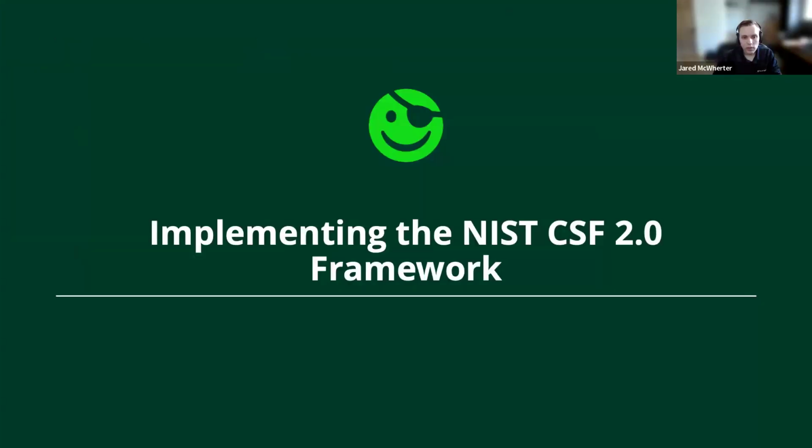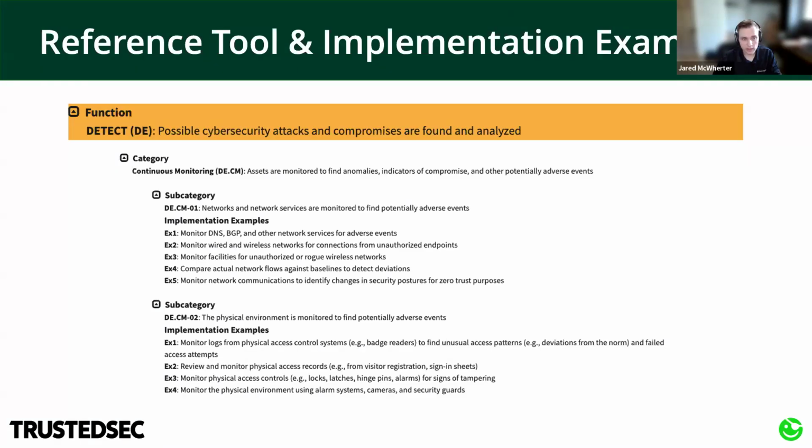All right, so let's talk about actually implementing the NIST CSF 2.0. Now, one of the best things that NIST has done here is their reference tool and their implementation examples. Now, the 1.1, they had implementation examples for quite a few of the subcategories. However, not all of the subcategories had implementation examples, and some of them were sort of difficult to decipher. This really goes into how everything has been streamlined here. Just some examples right here.